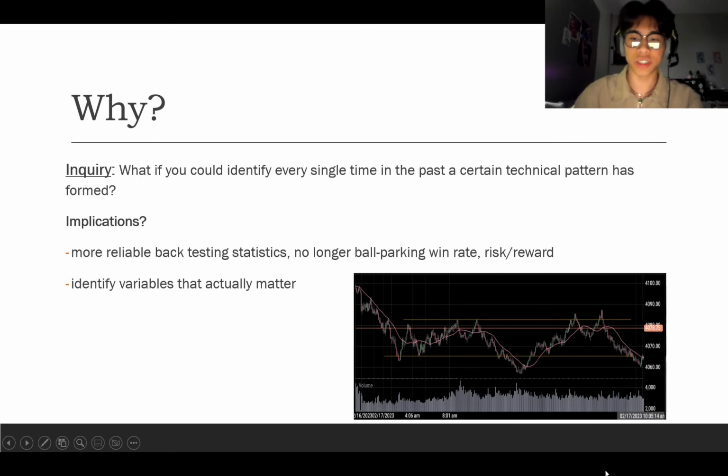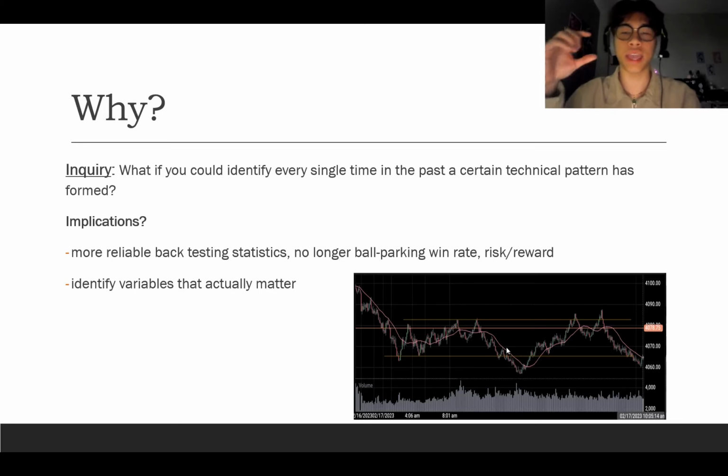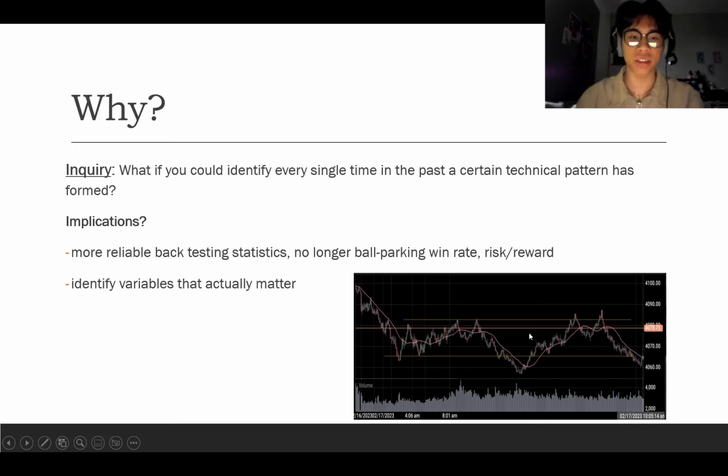So let me draw your attention to this chart. This shows what I call a stock pattern or a setup. And it all started off with a simple question. What if you could identify every single time that exact stock pattern has occurred within the last year? What would that mean to you?